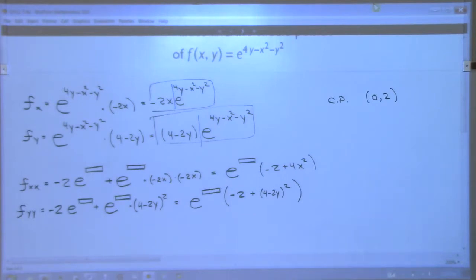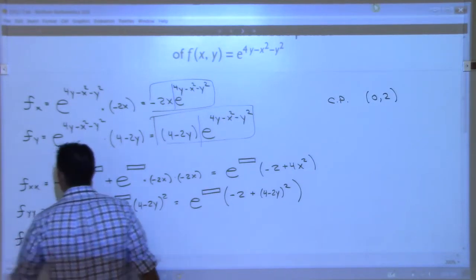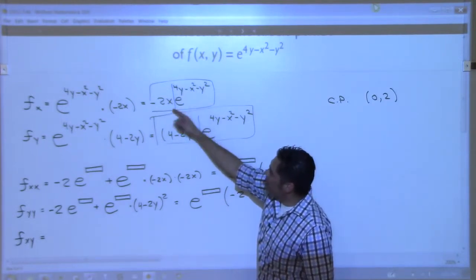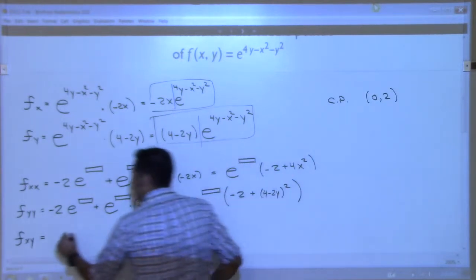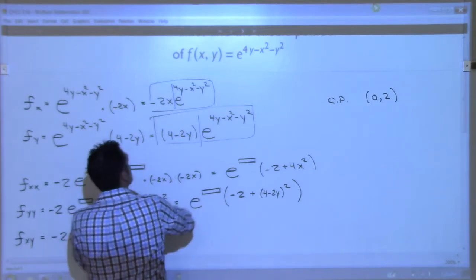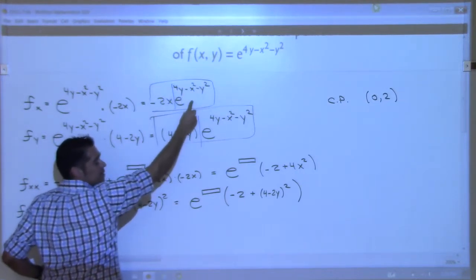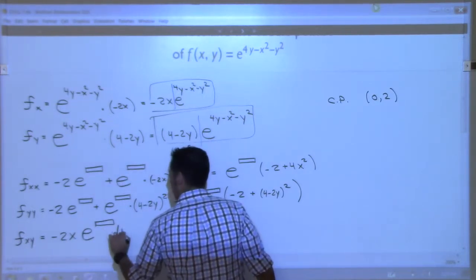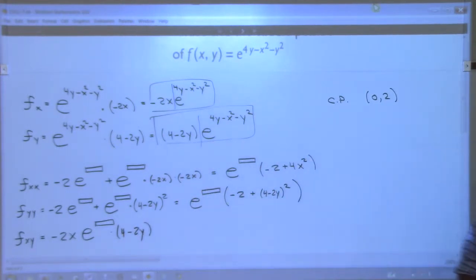All right, I've got to do fxy. So fxy is the derivative of this one with respect to what? Y. So the negative 2x is a constant. There's no product rule here now. So I'm going to go negative 2x, treating that like a constant, so I'm just ignoring it and bringing it in. But then I take the derivative of that with respect to y, which is itself. And we've done that with respect to y a couple times now, haven't we? 4 minus 2y. Yeah, it's not too bad, right?